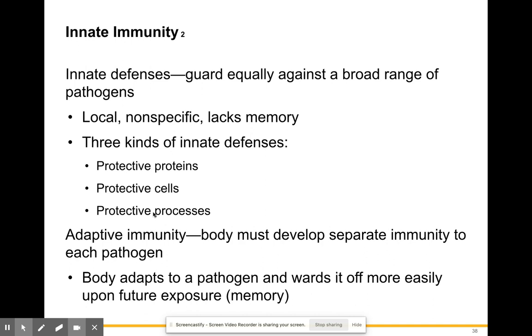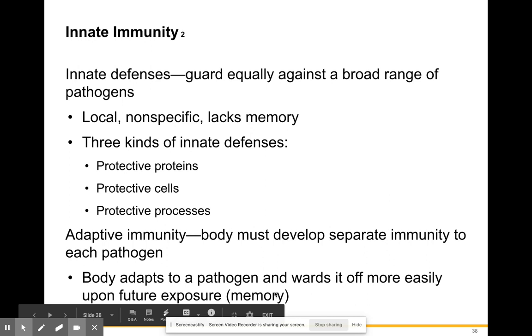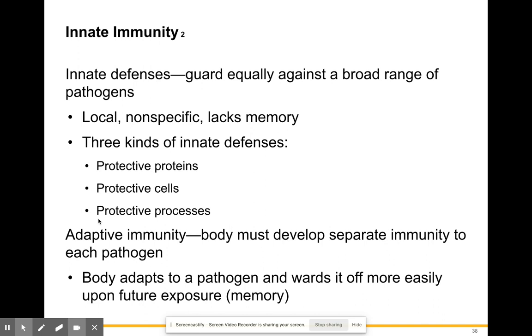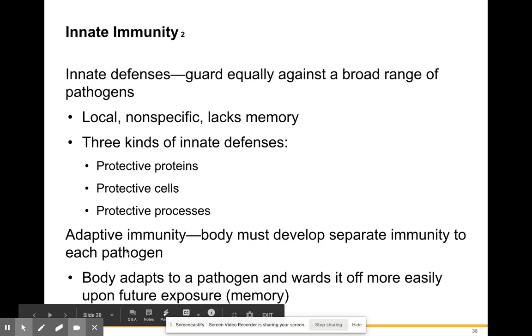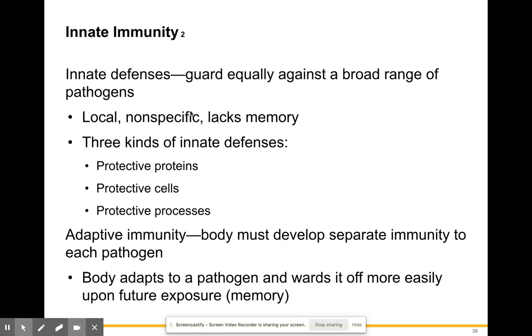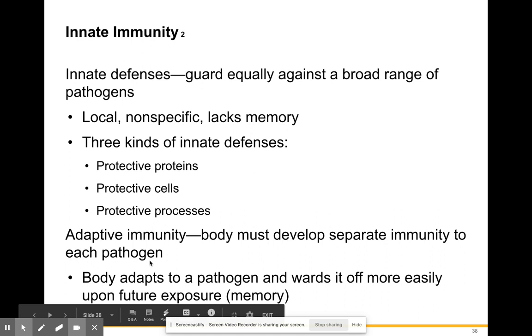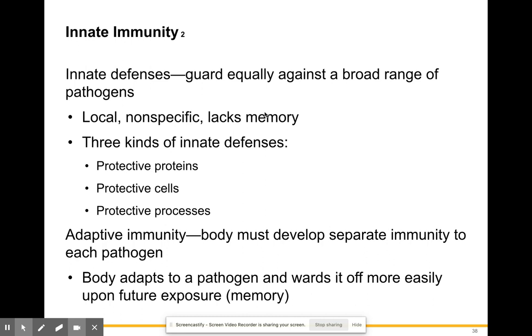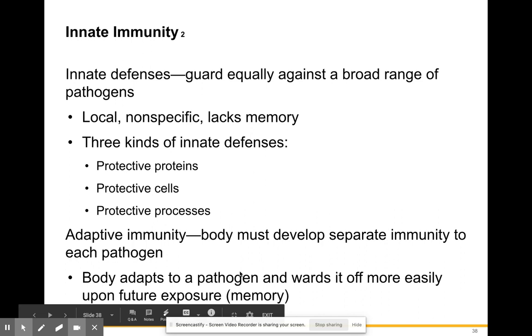Okay. The body adapts to a pathogen and wards it off more easily upon future exposure, which is what we call memory, right? So, again, innate is local, whereas adaptive is around the entire body. Okay, I don't want to say globally because your body's on a globe, but you get what I'm saying, right? Nonspecific for innate, very specific for adaptive. Lacks memory, which means it does not remember or help ward off a pathogen during a secondary exposure. Adaptive has a memory, so that it can ward off that pathogen on a future exposure.